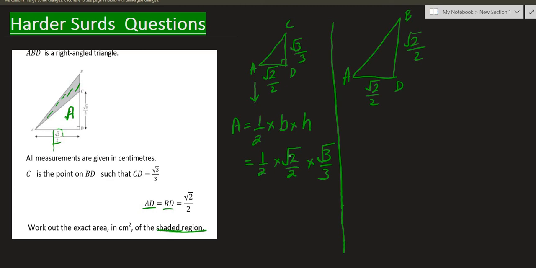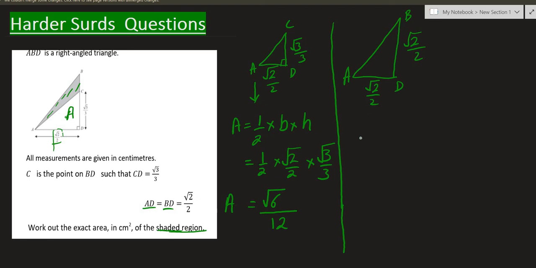1 times root 2 is going to be root 2. Root 2 times 3 root 3 is going to be 6 root 6, so we can multiply the surds. Then 4 times 3 is going to be 12. So we got 6 root 6 over 12. We can't cancel this. Some people think 6 over 12 is going to be 1 over 2, but not, because this is a surd. We can't simplify the number with a surd.